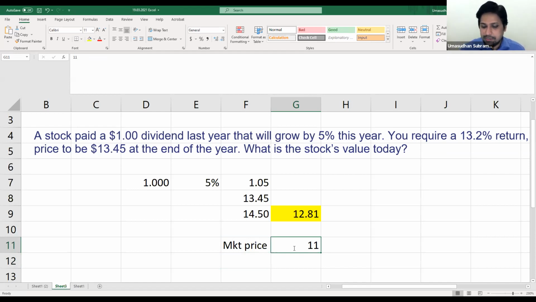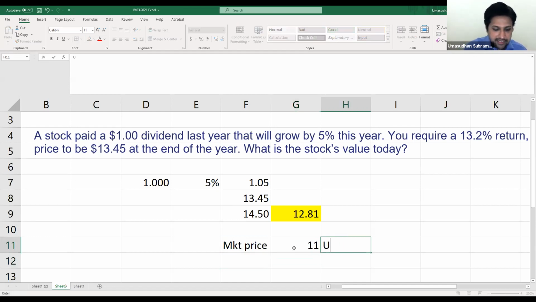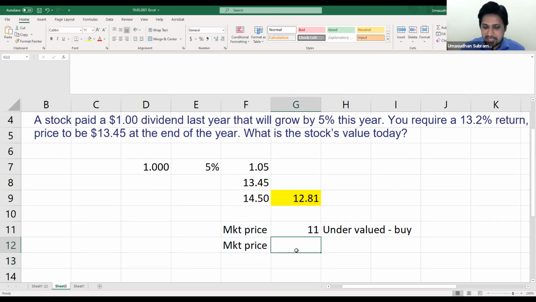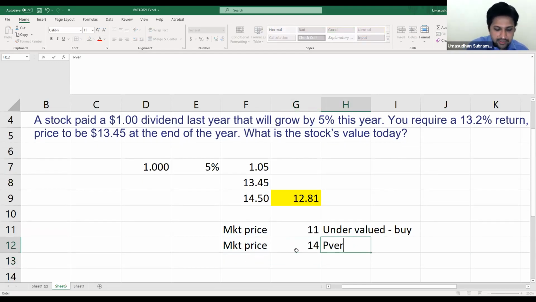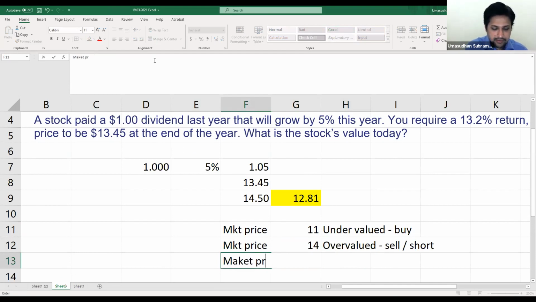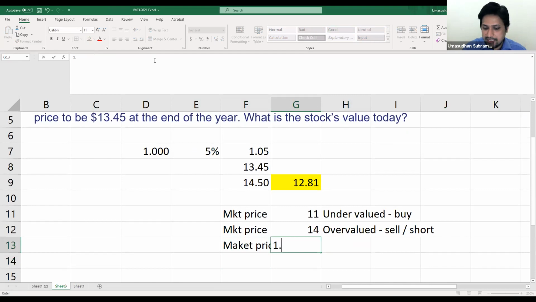If the market price is 11, then it is undervalued, so it is a buy. When the market price is 14, it is overvalued. What do you do if it is overvalued? You sell or short. That's exactly right. What if your market price is 12.8?